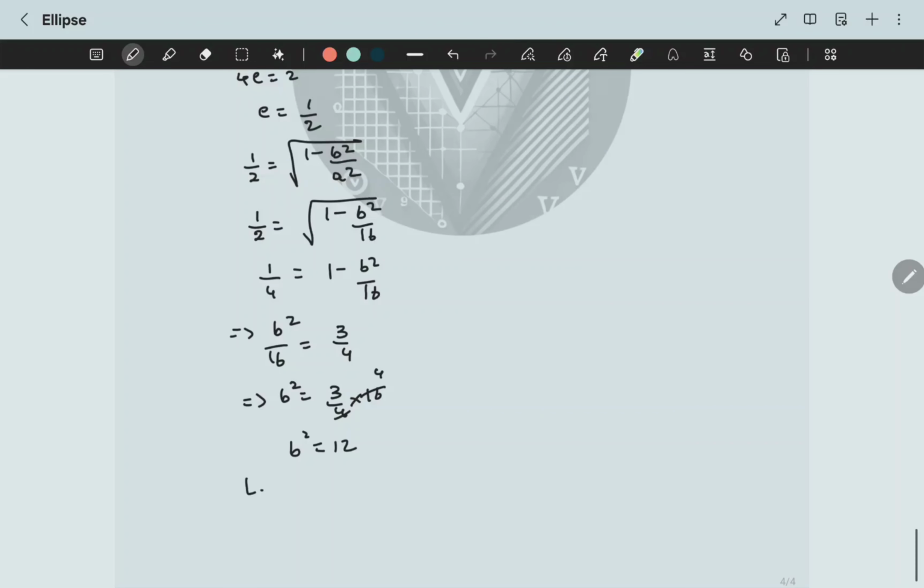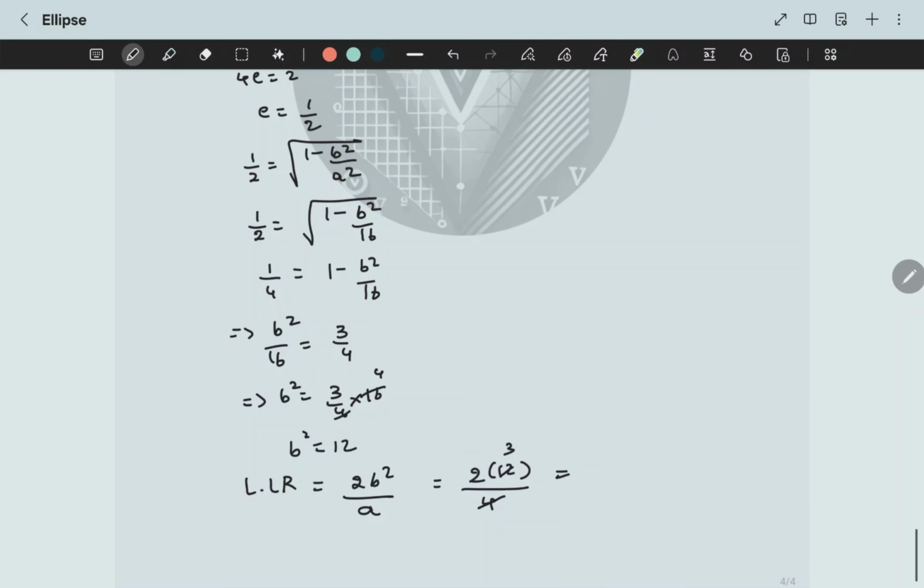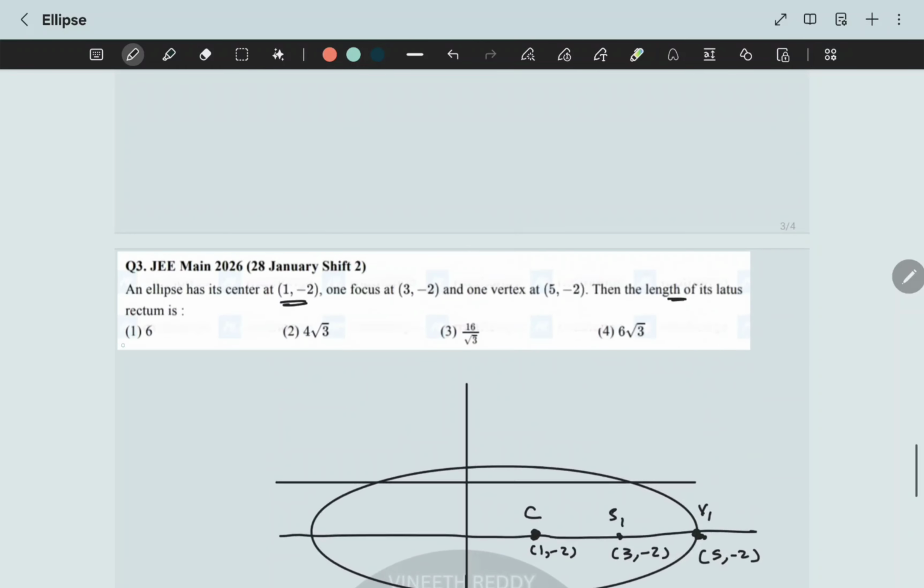So the length of latus rectum should be equal to 2b square divided by a, it is 2 into 12 divided by a. What is a? Equal to 4. So I think we get the answer as 6. So 6, I think option 1 is correct.